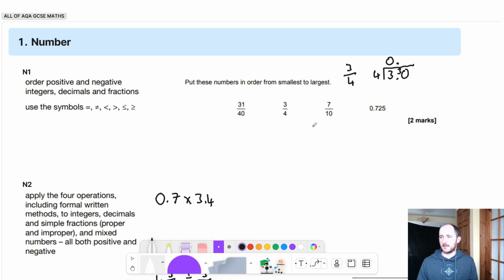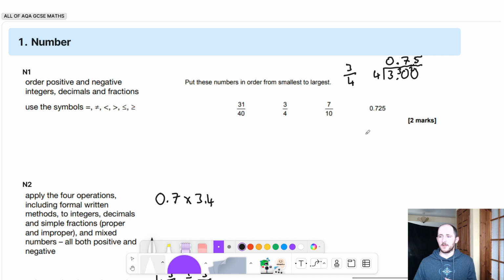How many times does 4 go into 30? Well, 4, 8, 12, 16, 20, 24, 28. It goes in 7 times with a remainder of 2. So we put a 7 there, add the remainder on the end. How many times does 4 go into 20? It goes in 5 times. And you can use that to calculate the decimal version of any fraction.